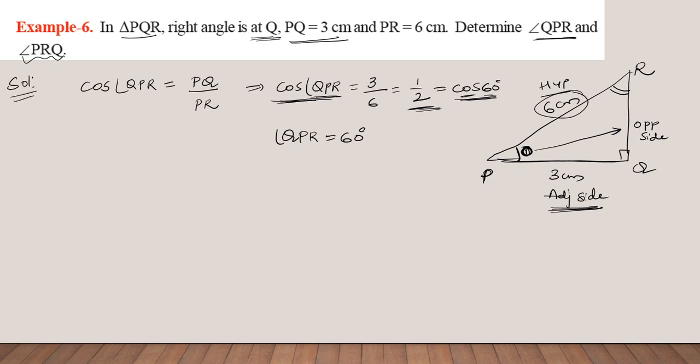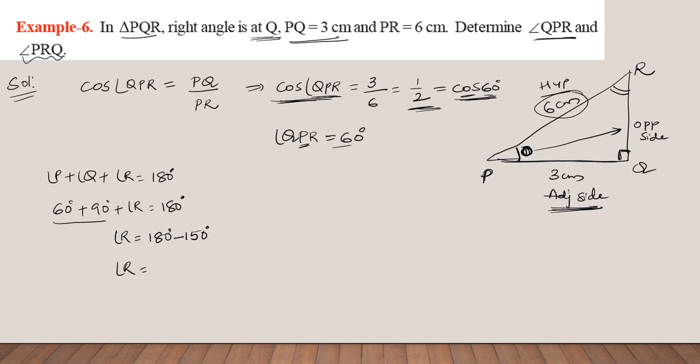Now I need to find out the value of PRQ. There are two possible ways for finding the PRQ value. One is by using the concept of sum of interior angles of a triangle. Already we know that angle P plus angle Q plus angle R is equal to 180 degrees, and angle P we have just found, it is nothing but 60 degrees, plus angle Q is given as 90 degrees, plus angle R is equal to 180 degrees. So 60 plus 90, it is 150. So angle R is equal to 180 degrees minus 150 degrees. So clearly angle R is equal to 30 degrees.